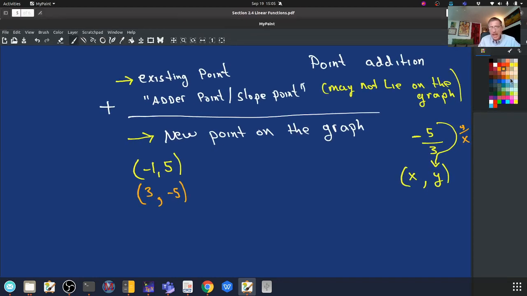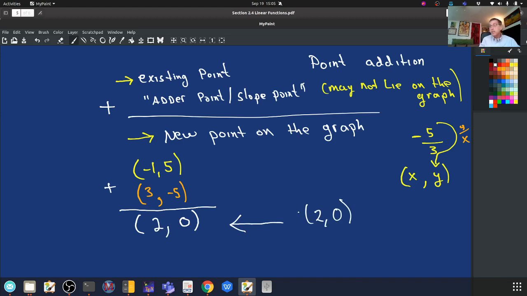Now I'm just going to add them together. You say, well, how do I add points? It's super simple. You just vertically add, just like it was a column of numbers. 5 plus a minus 5 gives me a 0. Of course, the result is a new point. And -1 plus 3 is 2. So I get a new point on our graph, which is 2 and 0.